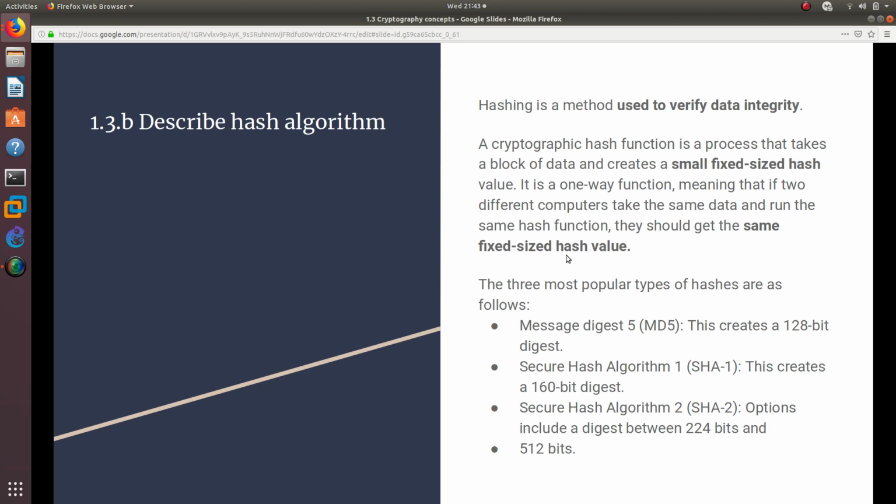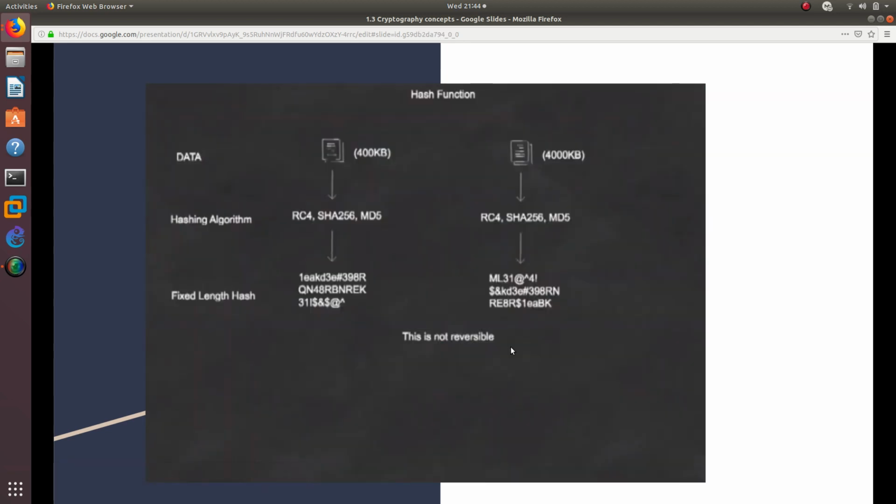And the three most popular types of hashes are as follows. So message digest 5, which creates a 128-bit digest. This one, not a lot of people use MD5 anymore because I believe it is now cracked. People are able to crack this. What people use now is secure hash algorithm, so SHA-1, or secure hash algorithm 2, which is SHA-2, which can go from 224 bits to 512 bits. Okay, so this is how the hash function works.